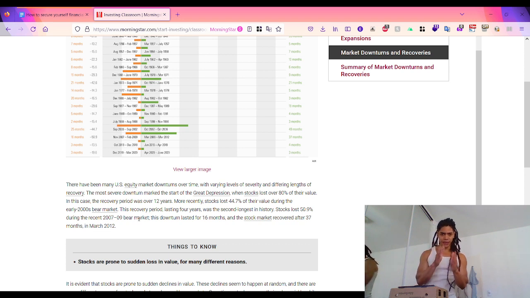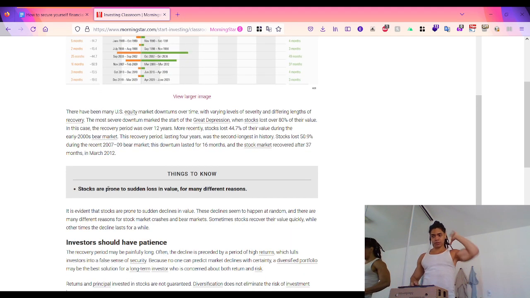So by looking at this pattern, ask yourselves, do you really have the time to wait for the economy to recover itself? Do you really have that time? Do you really want to wait for that? That someone else actually do that? That's a question. So the things to know of this is stocks are prone to sudden loss in value for many different reasons.